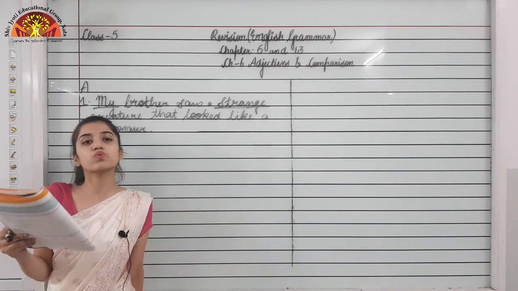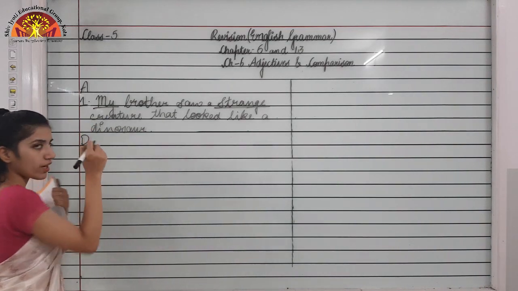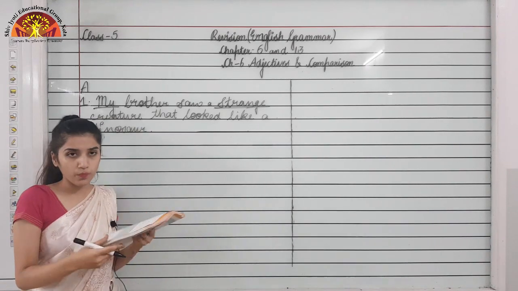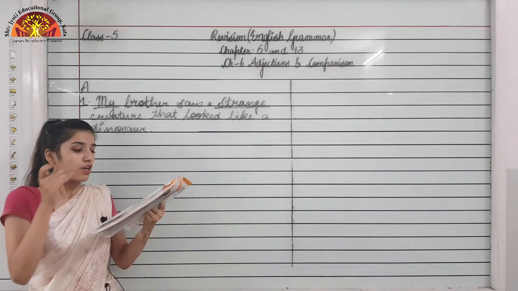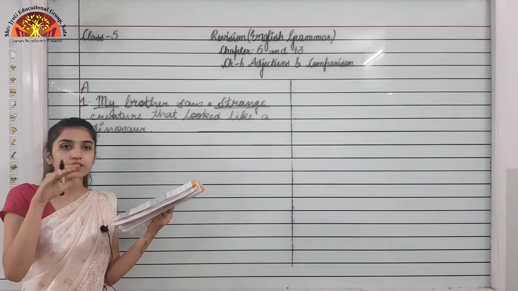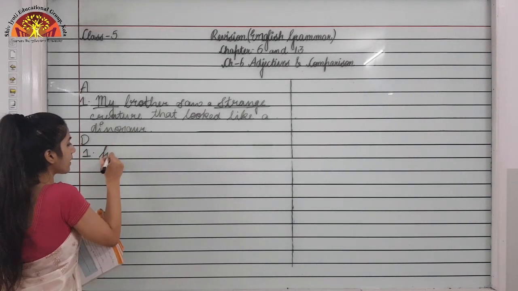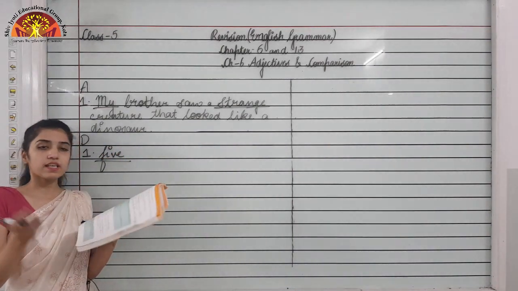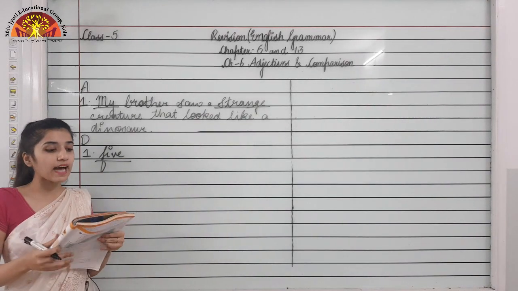Now moving to the next exercise, exercise D, which is fill in the blanks with suitable adjectives. First one: Rubina goes to gym dash days a week, and we are given two options, that is 5 and enough. The correct answer would be 5. We can't say enough days, right? So the answer would be 5 days a week. Now moving to the next exercise, exercise E.